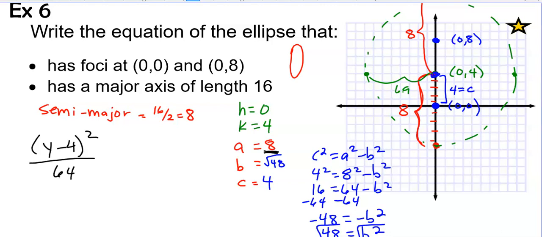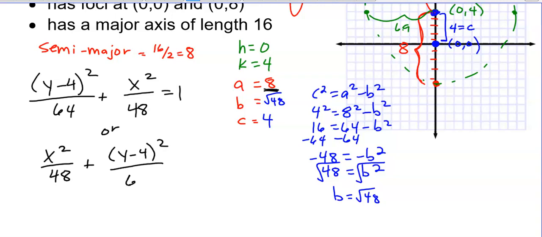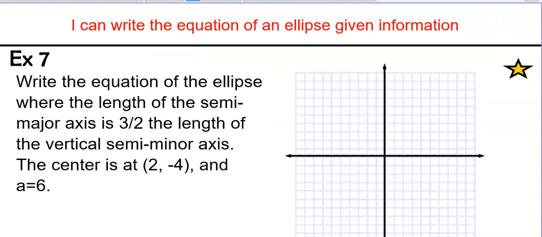Make sure that goes with 64, plus x plus 0, or just x squared, over the square root of 48 squared is 48, equals 1. So that's fine. I think that's the way it's going to look on the answer key. You are not wrong if you do it this way. That's a totally acceptable way to write your answer as well, as long as the 64, like I said, is underneath the y's. All right, and then one more example here.